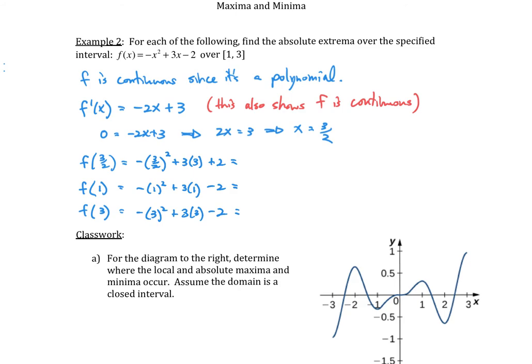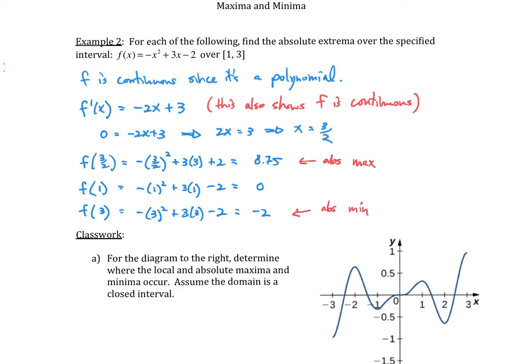After popping these into my calculator, I get f of 3 halves is going to be 8.75. f of 1 is going to be 0. And f of 3 is going to be negative 2. So this tells me that my absolute maximum is 8.75. My absolute minimum is going to be negative 2.